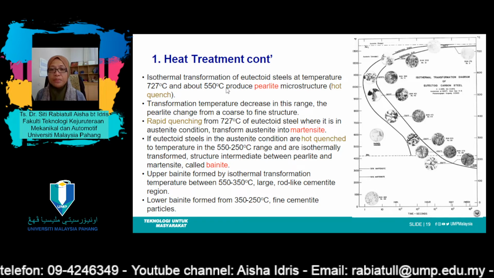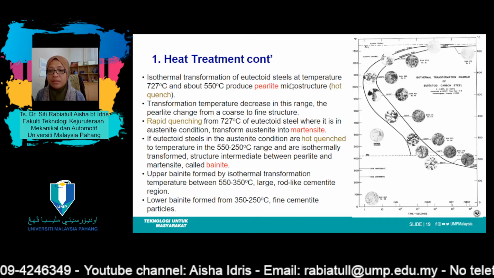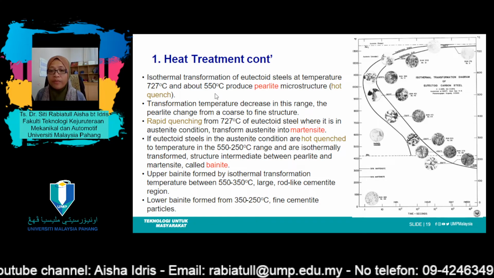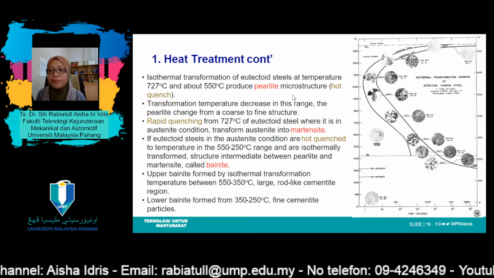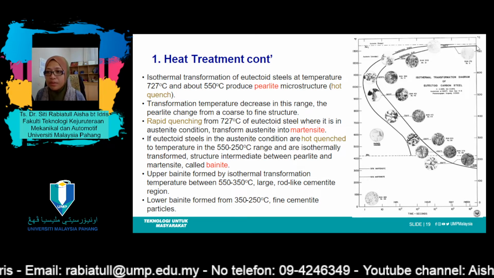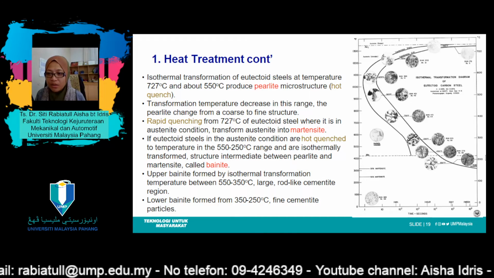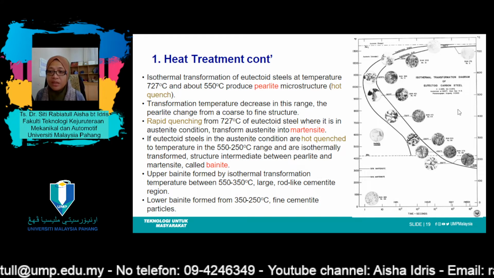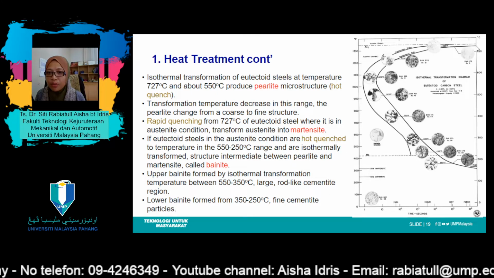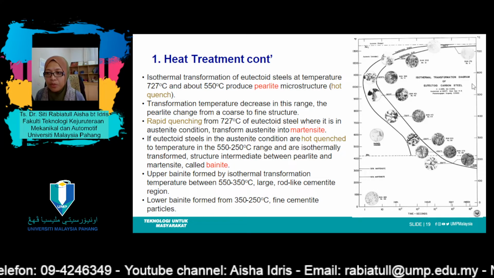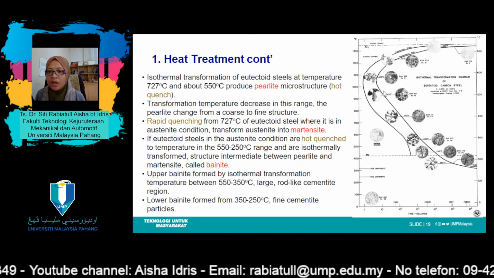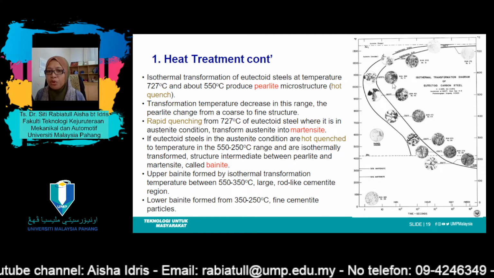So isothermal transformation of eutectoid steels at temperatures between 727 and about 550 produces perlite microstructure. If you refer to this graph over here, 727 is somewhere here. This is referring to degrees Celsius, and this one is for Fahrenheit. So 727 somewhere there until 550 around here. So the area around here actually produces a perlite microstructure through hot quenching.